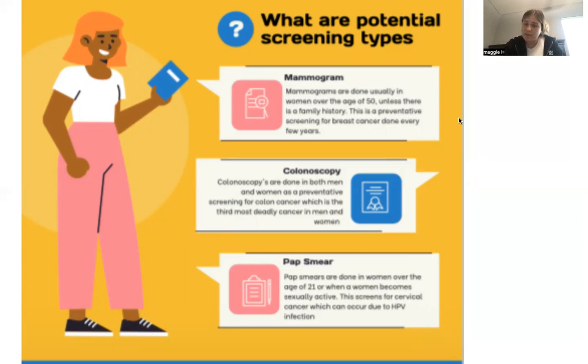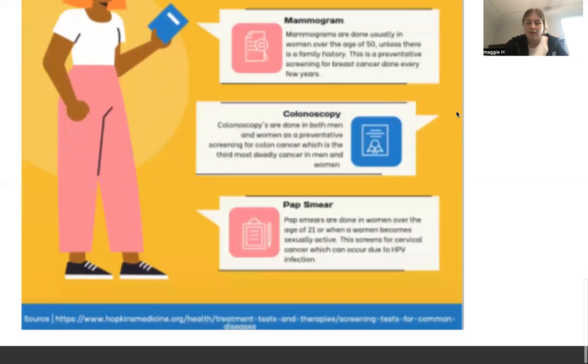Another is a colonoscopy, and this is going to be testing for colon cancer and other different lower GI issues. And they're both done in both men and women. This test is really important because colon cancer is actually the third most deadly cancer in men and women. So it's important to be regular, and if you notice any irregularities, to go get a colonoscopy done. It's super important, and to catch these things early before they get worse.